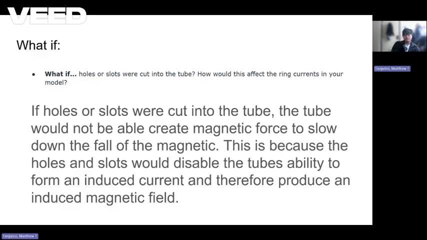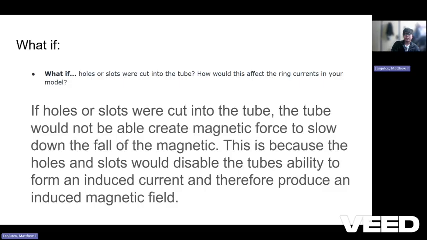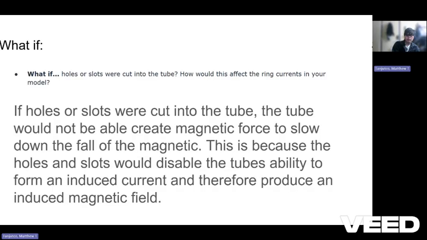And what if holes and slots were cut in the tube? Well, that would result in the induced current not even forming, since the tube would not be a connected circuit. This would mean the magnet would basically fall through the tube as if the tube didn't exist. It would fall like it was falling outside of the tube.